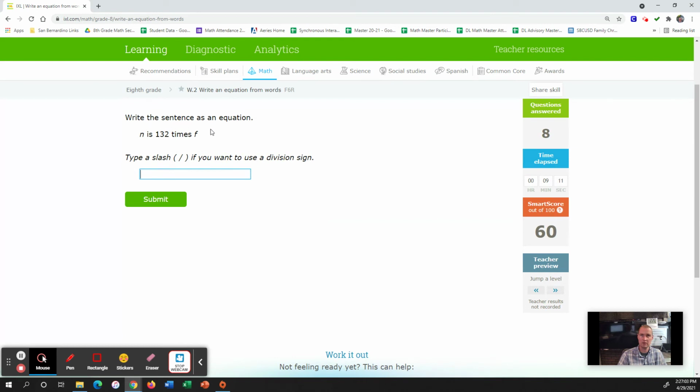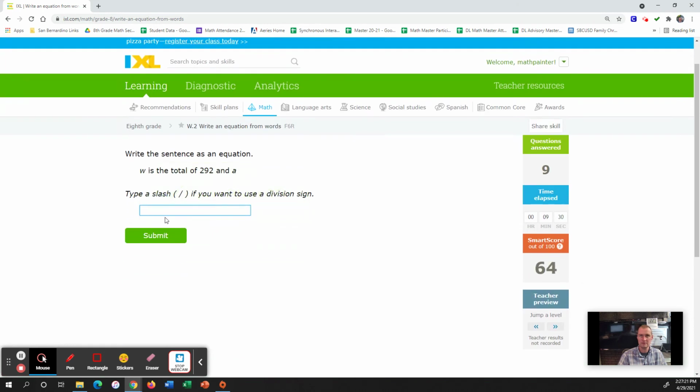Okay, next up, write the sentence as an equation. In, the word is, means equal to 132 times F. Very straightforward problem. All right. W is the total. The word total means add. 292 plus A. So W is the total of 292 plus A. So total means add.